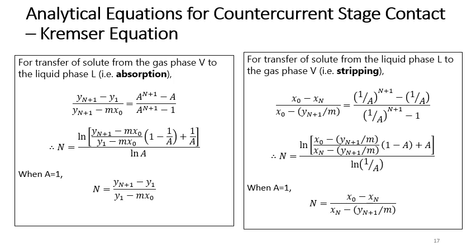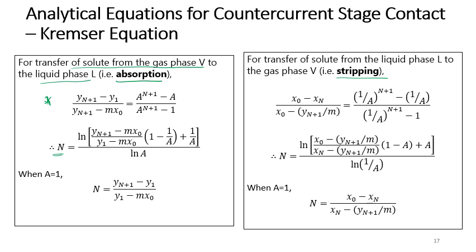If you want, you can try to find it out on your own. We just want to let you know that the Kremser equation has two types, one for absorption and one for stripping. So this is the Kremser equation for absorption, i.e. the transfer of solute from the gas phase to the liquid phase. The goal is to find n, the number of stages.